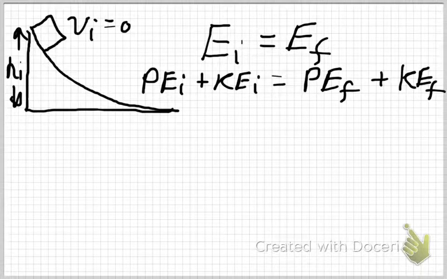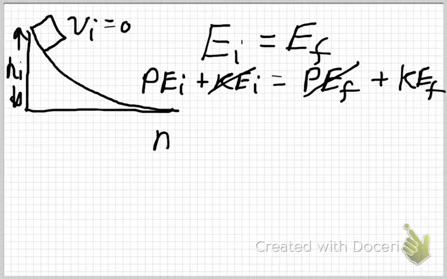Now, I need to go through, and if any of these things are not there, I need to get rid of them. So before the block starts to slide, it only has potential energy. It's not moving, there's no kinetic energy. And at the bottom of the ramp, if I take that as my zero potential energy point, then there's no potential energy. So I've got my initial potential energy equals my final kinetic energy. And now I can substitute how I can find those things.